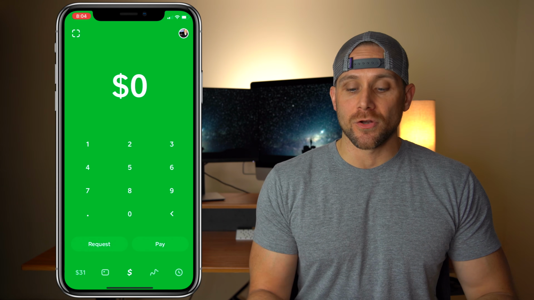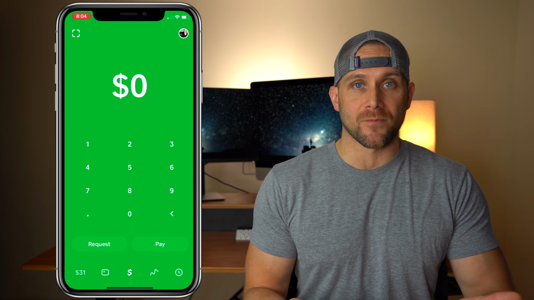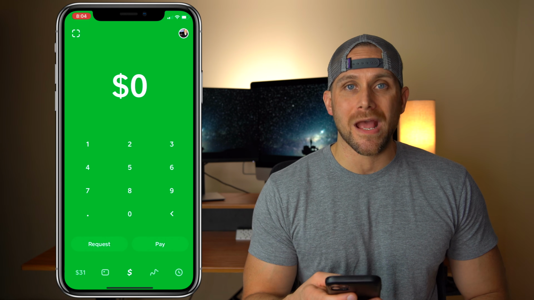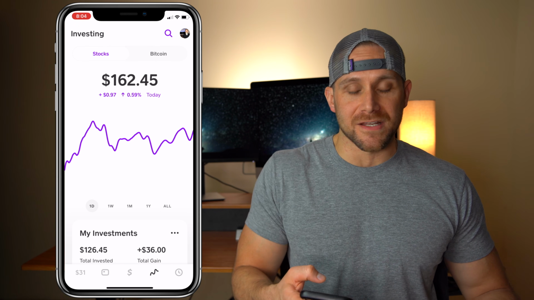First things first, go ahead and open up your Cash App app. If you don't actually own any stocks yet, you can follow along on my screen. If you own some on your own, you can go ahead and follow along on your own screen. So to get into the investing side of things, we're going to click the squiggly line right there to the right to get us into the Cash App investing side of things.